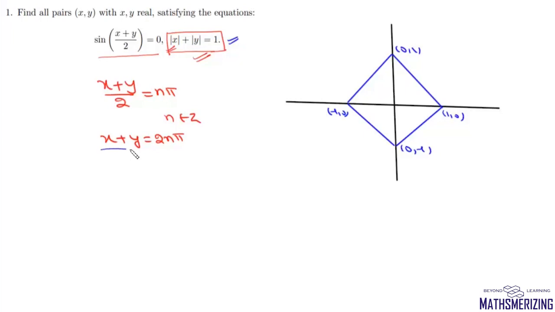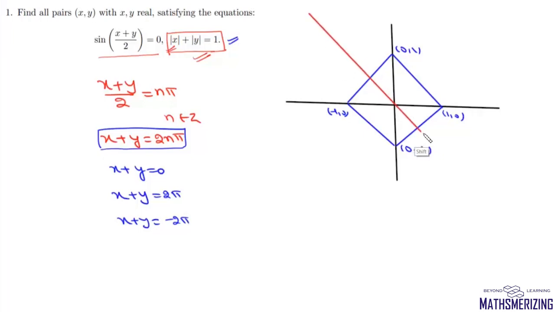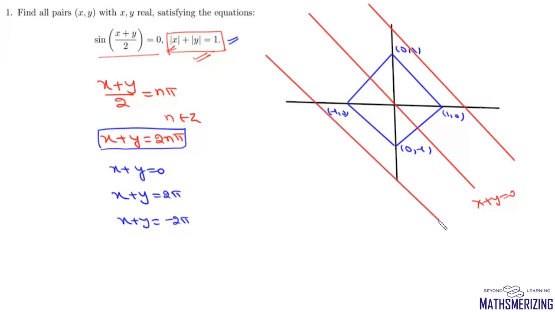Now we'll draw this set of lines, which is x + y = 2nπ. If we take n as 0, we get x + y = 0. If we take n as 1, we get x + y = 2π, and if we take n as -1, we get x + y = -2π. And then we'll keep getting these parallel lines. So this is x + y = 0, and then x + y = 2π, which intersects the x-axis and y-axis at 2π, and then at -2π also. So these two graphs will intersect only at these 2 points.